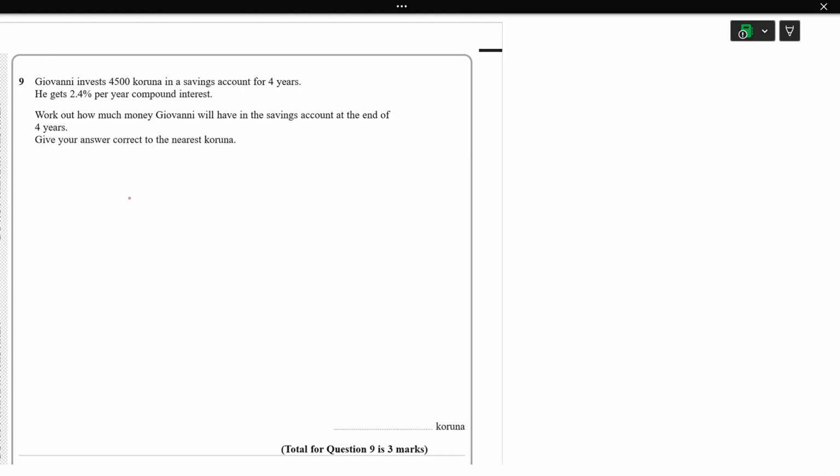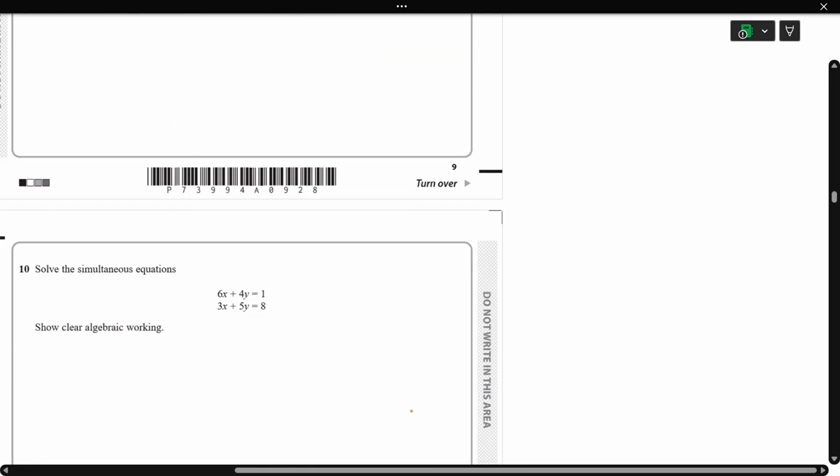For 4 years, the investment amount is 4,500 times the percentage increase, which is 102.4%, so 1.024 to the power of 4 years. When we calculate, our answer is 4947.80. We need to give the answer to the nearest whole number, so I'm giving 4948. So the answer is 4948.